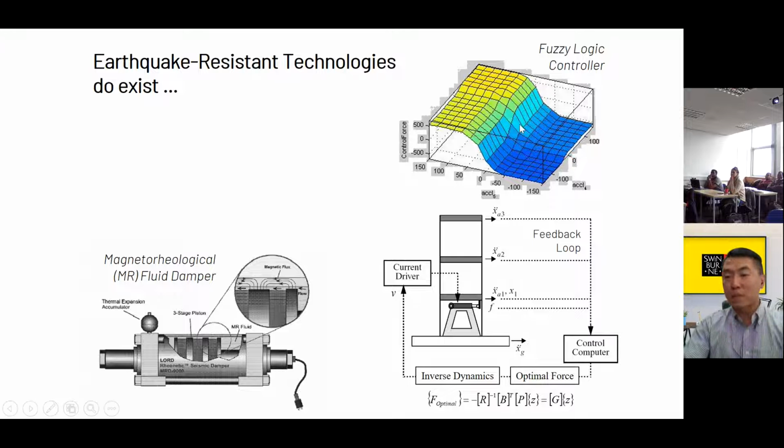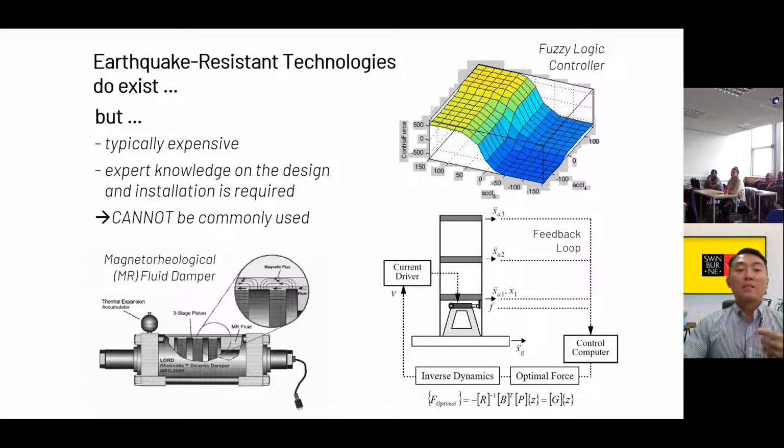And of course, we are also using control theory, including AI, like fuzzy logic. These can also be used for calculating the optimum force for controlling vibrations in the building. Okay, but the problem is they are typically expensive technologies. These dampers or seismic isolation techniques are all expensive. They might actually take like 20% of the whole construction cost. And so it would make the whole construction cost probably too high.